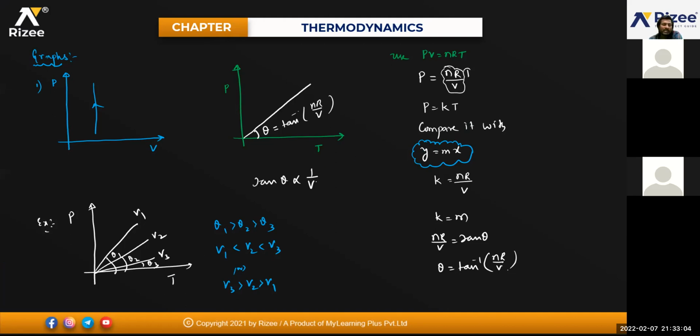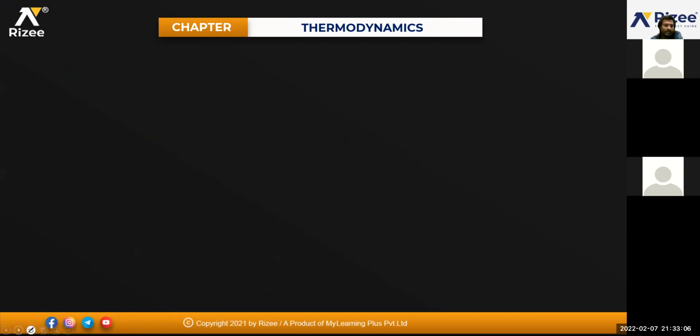Next type of graph I'm going to, beta: isobaric. Work done in an isobaric process. Isobaric, what remains the same, beta? Can anyone tell me? Baric means pressure. Pressure P is equal to constant.